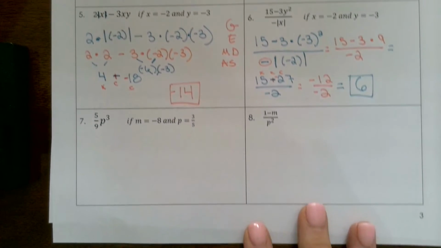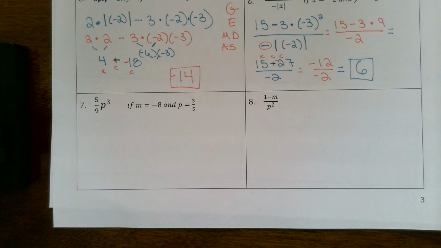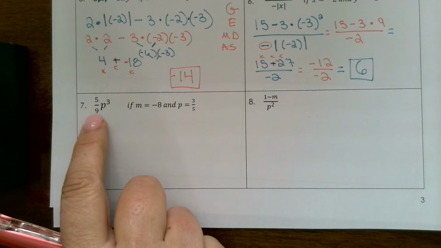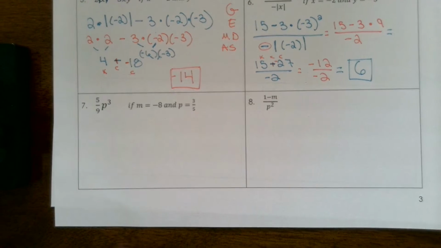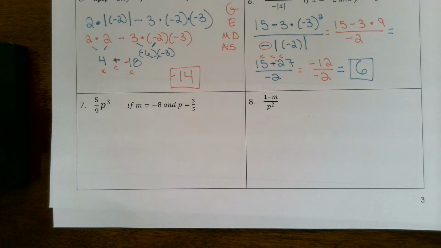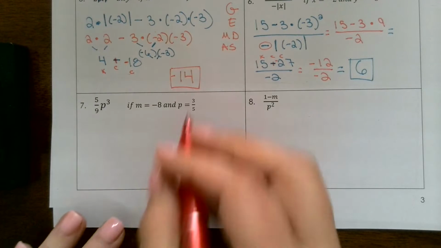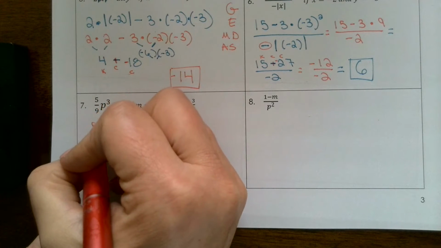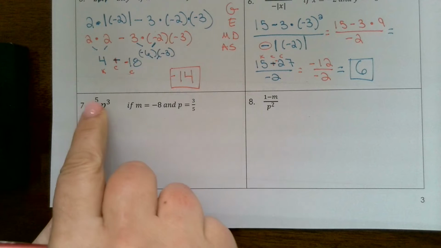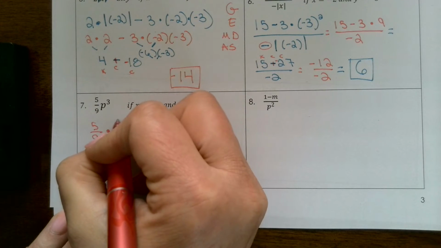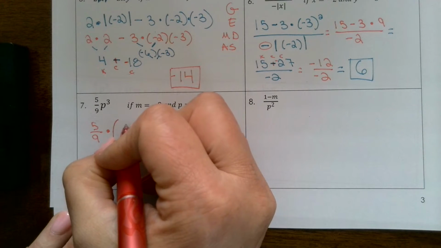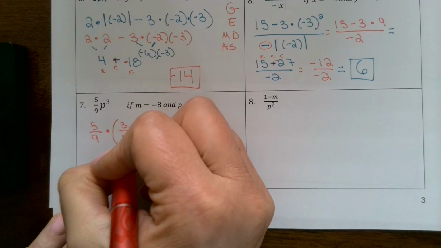Alrighty, let's move on to my favorite questions, because they are bringing back fractions and the joy that they are. So here in number 7, I have 5/9 times p cubed. We substitute our negative numbers in parentheses. We also substitute fractions in parentheses. So 5/9, right next to my variable, implies multiplication, times p, which is 3/5.